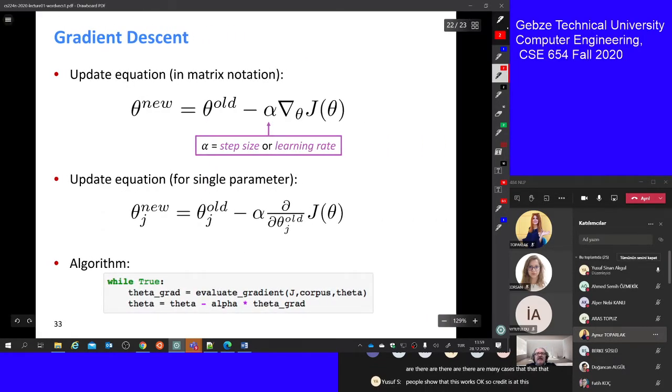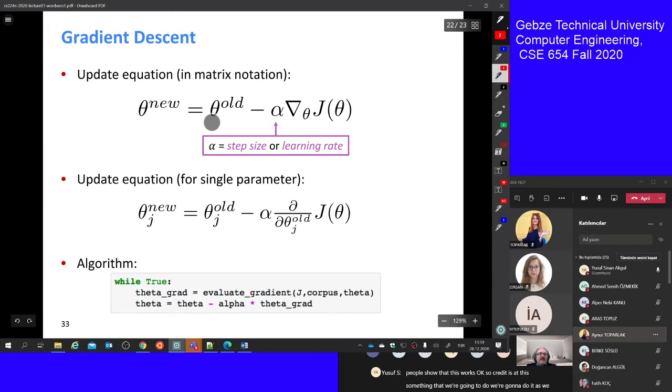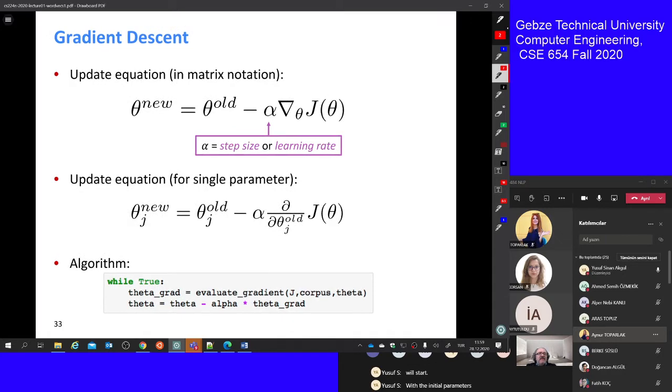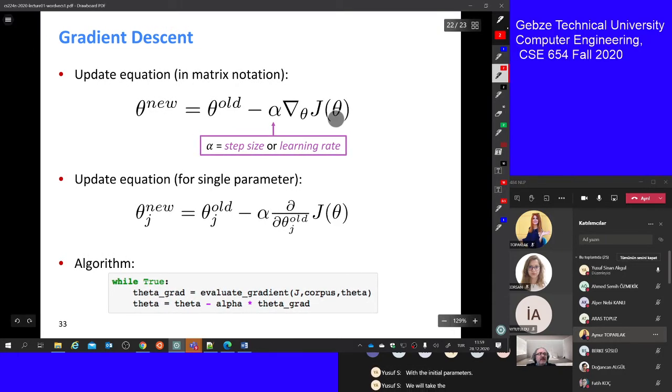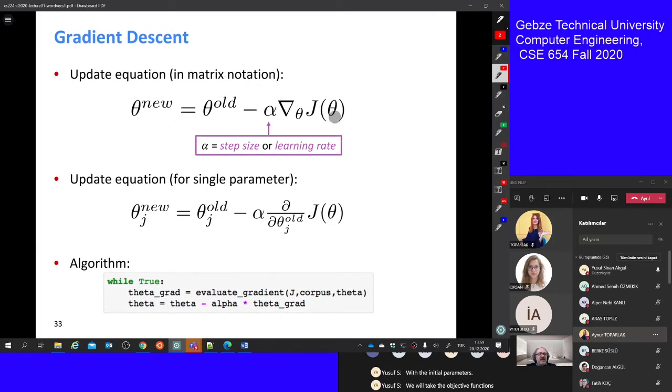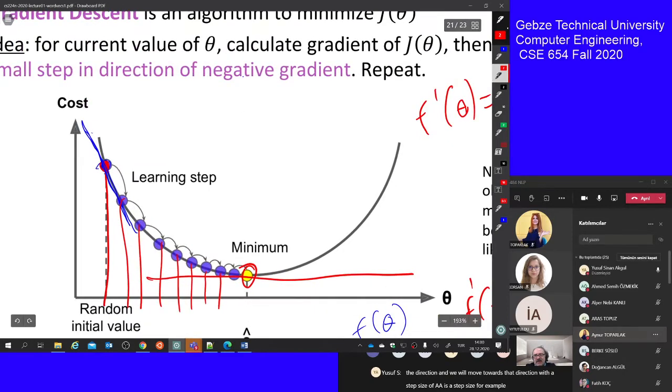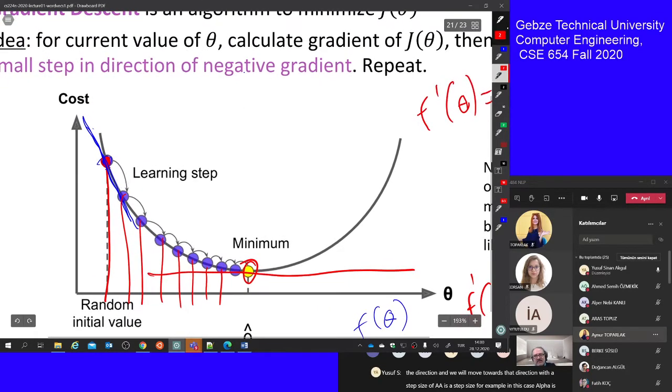Okay, so gradient descent is something that we are going to do. We will start with the initial parameters. We will take the objective function's derivative with respect to those parameters, and that derivative will give us the direction, and we will move towards that direction with a step size of alpha. Alpha is the step size.